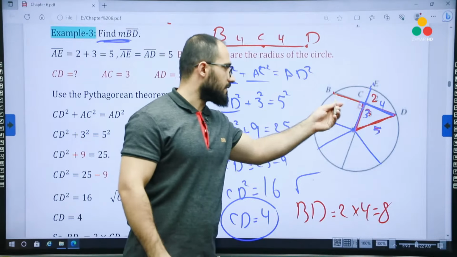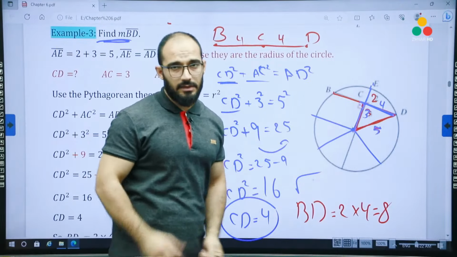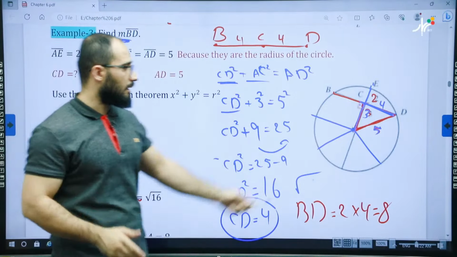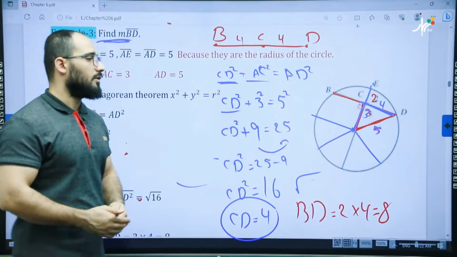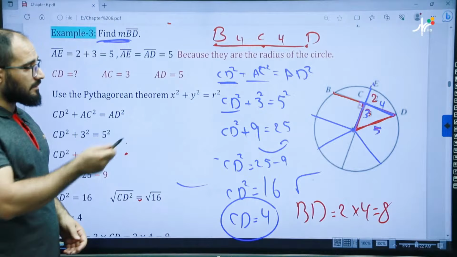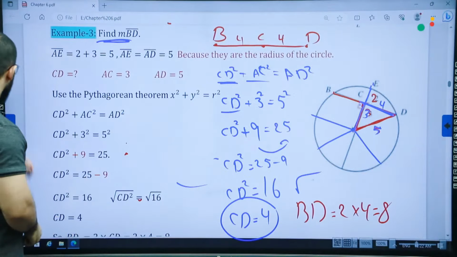That line is going to bisect the chord. Bisect means cut it into two equal parts. If one of them is 4, of course the other side is 4. 4 plus 4 is equal to 8. Or you can say 2 times 4 is equal to 8.